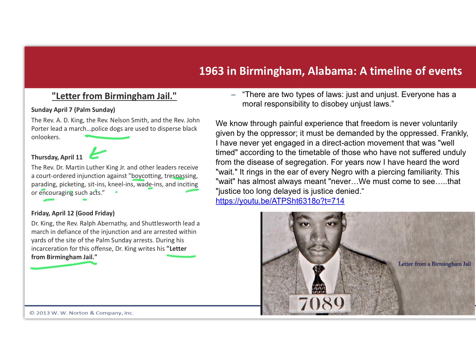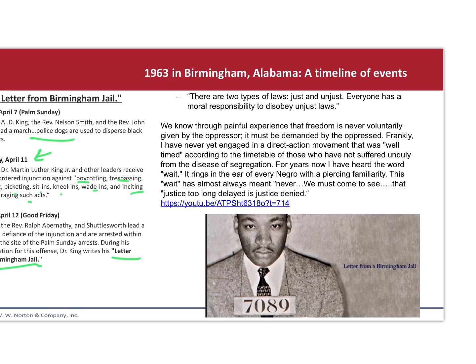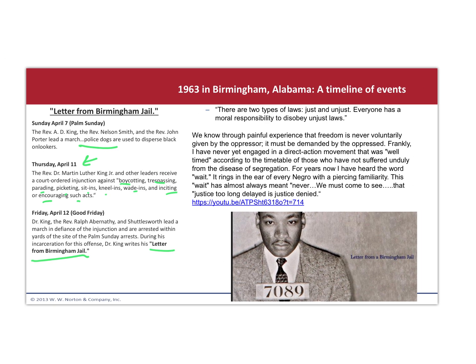And in this letter from Birmingham Jail, he actually goes on to say, this is why we have to do what we do. He's actually responding to an editorial written by several religious leaders in the area. They're like, why are you doing this on Easter weekend? How dare you? Be patient. Things will happen. It'll get better. And Martin Luther King says, hey, there are two types of laws: just and unjust. And if there's an unjust law, you have a moral responsibility to disobey it.